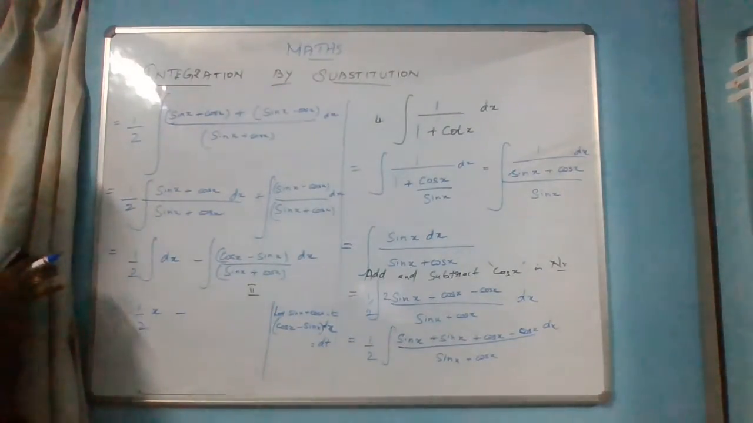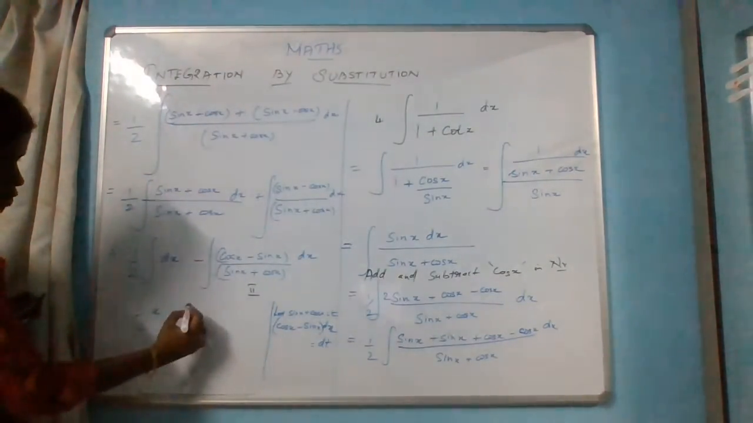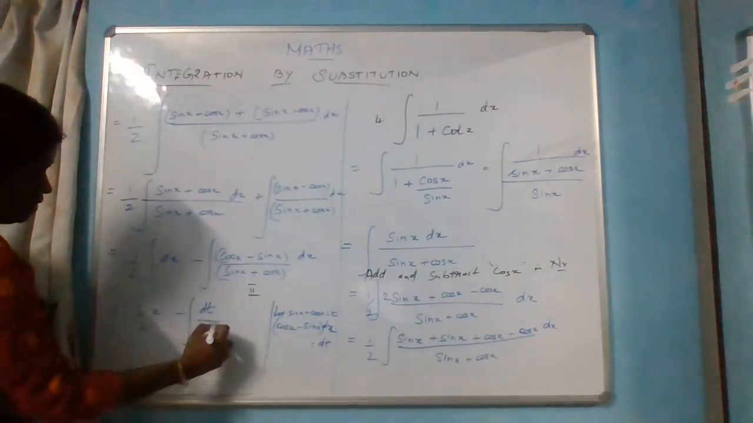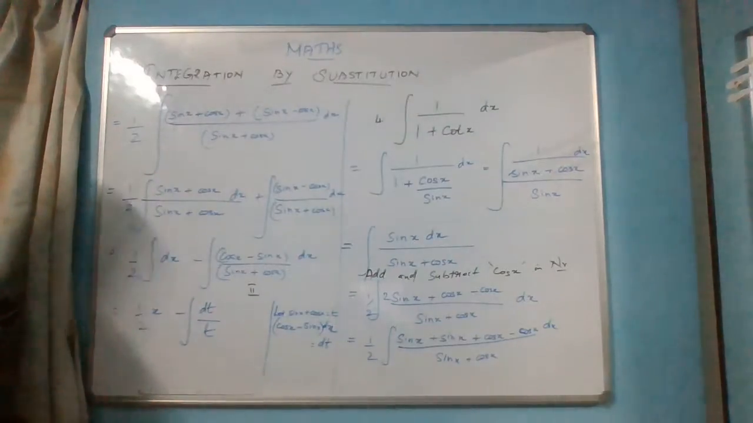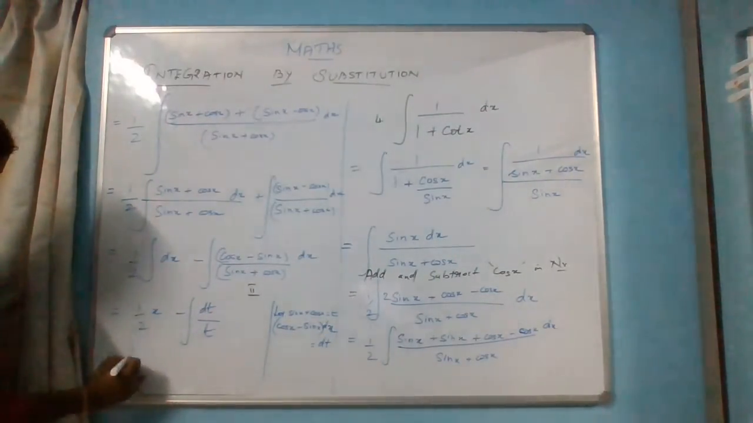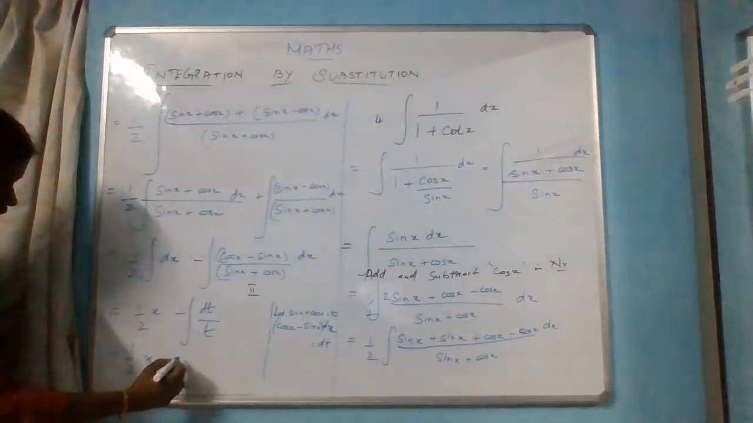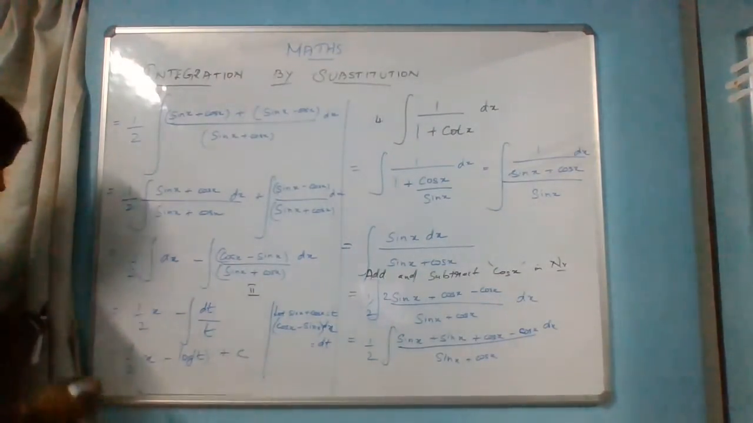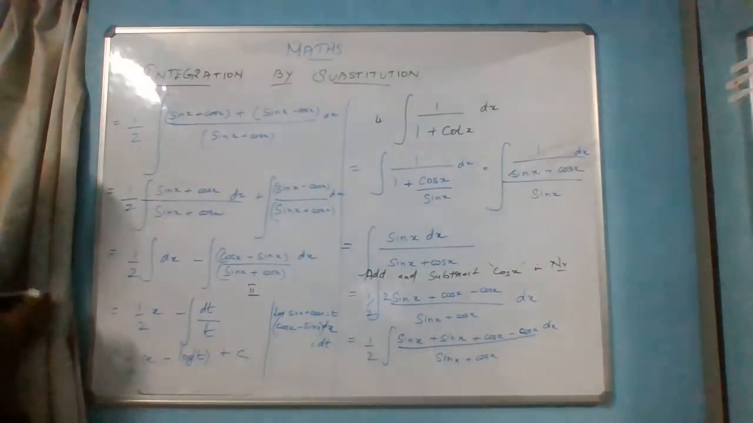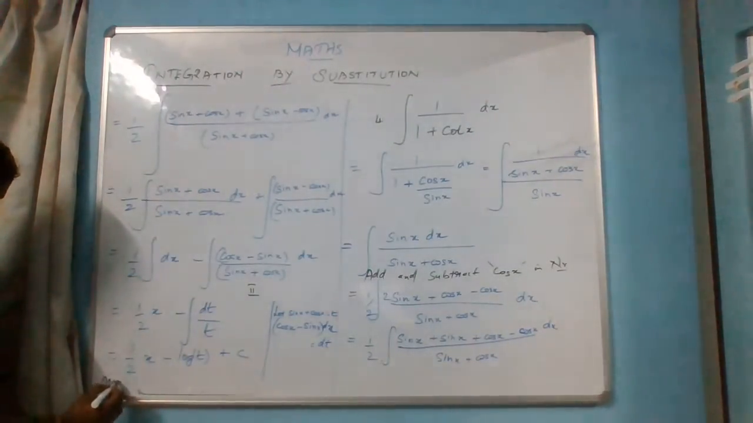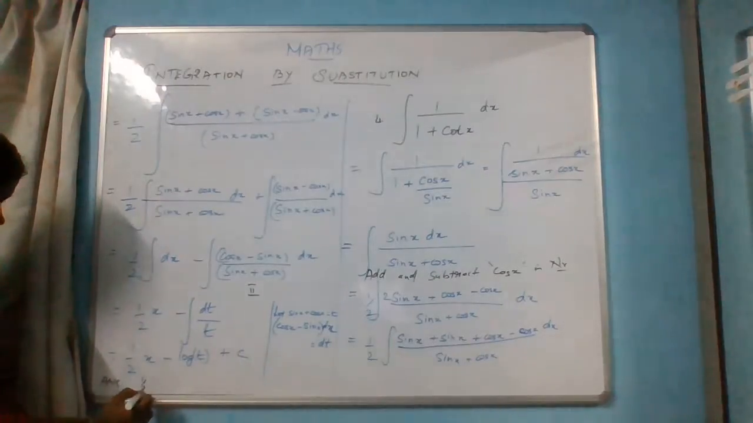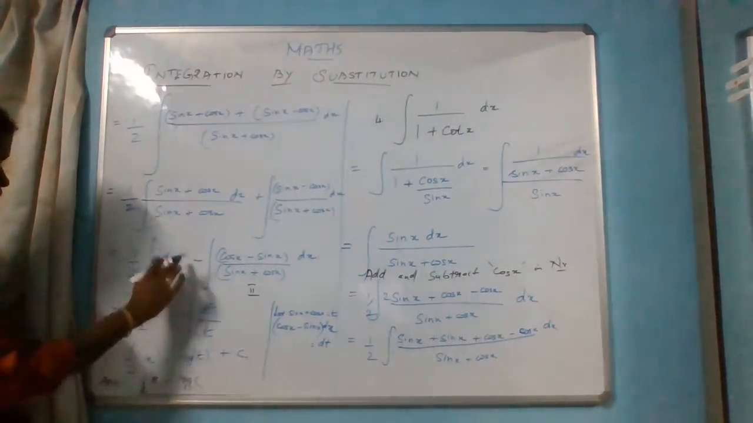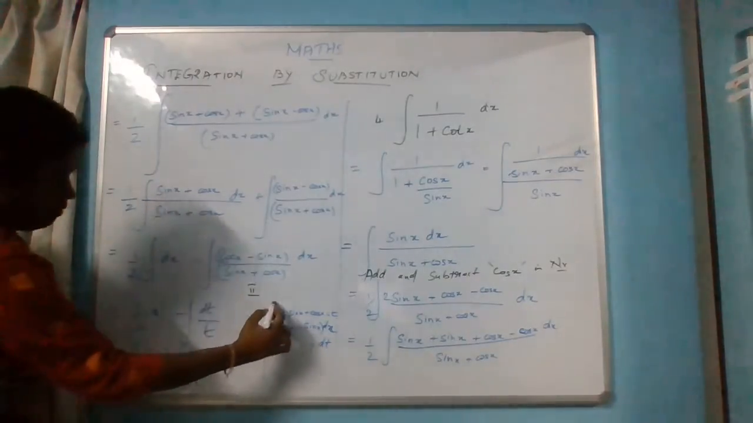So now substituting in the given integral, this becomes dt, and sin x plus cos x becomes t. So dt by t. So now this becomes 1 by 2 into x minus integral dt by t, which is nothing but log t, plus c. The constant is added overall, and the final answer would be 1 by 2 x minus log of, what is t that I have taken here?